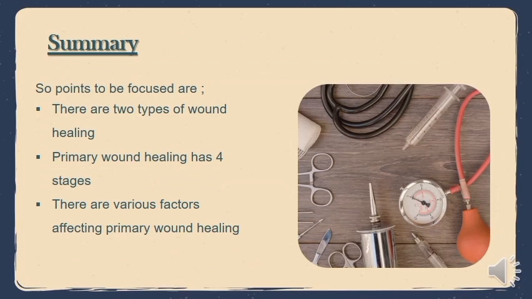So the summary, the points to be focused on, are: there are two types of wound healing. Primary wound healing has four stages, that is homeostasis, inflammatory phase, proliferative phase, and maturation phase. There are various factors affecting primary wound healing like nutrition, anemia, radiotherapy, wound infection, and so on. So these are the points to be focused on.